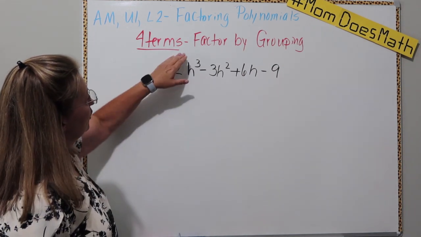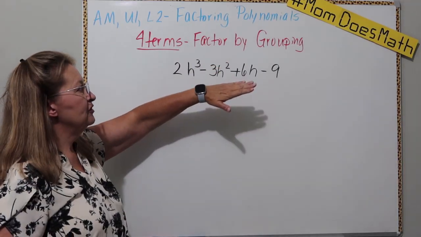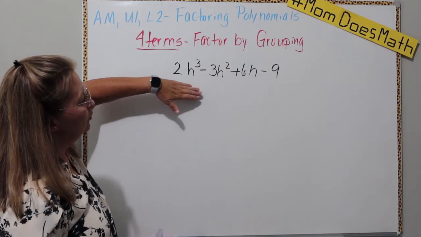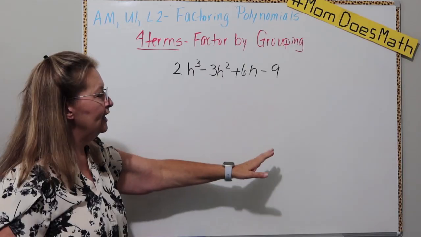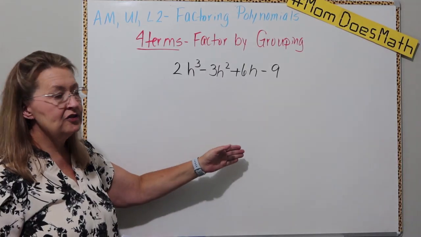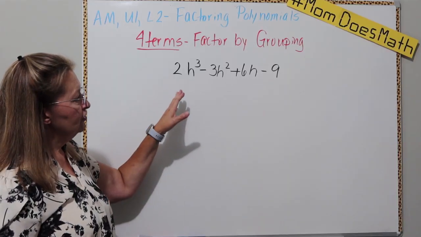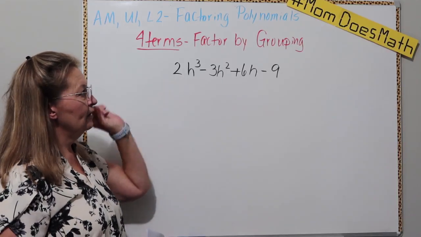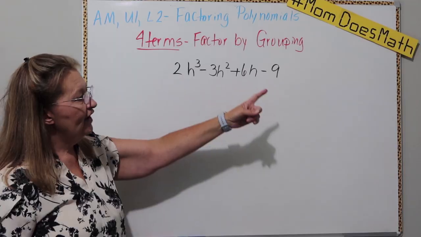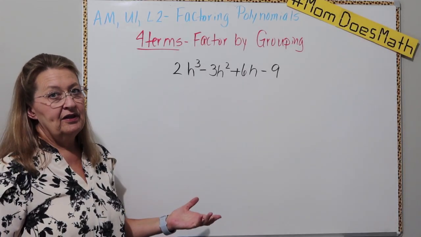So for 4 terms, your method is going to be factoring by grouping. And you would look at your problem, you take out any greatest common factor, if there is one, always. There's not one. So we count our terms. 1, 2, 3, 4. There's only one method to use, factoring by grouping. So let's see how to do that.